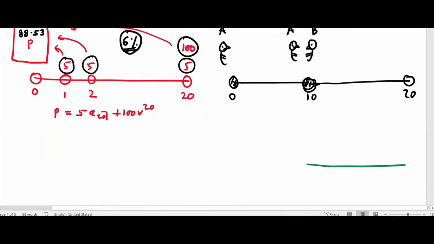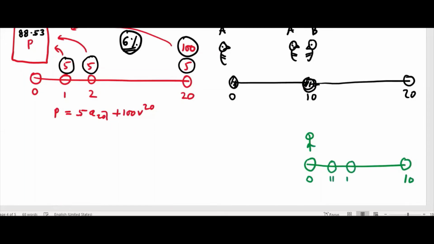Consider this one, 0 for him, 10 years. That guy will purchase after the coupon payment. So that guy will get 10 coupons, starting from 11, 12. Okay, let me write 1, 2. So for B, time starts now. B will purchase at some price. The coupons are the same because this is a company bond. The company will continue giving coupons. It doesn't matter who has this bond.